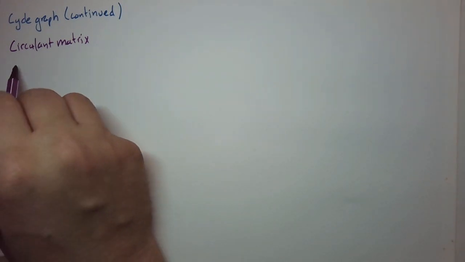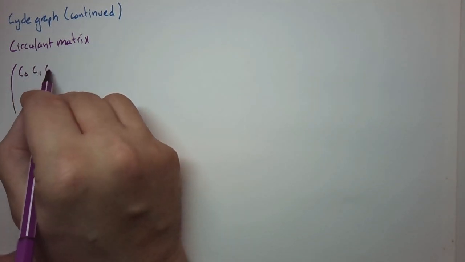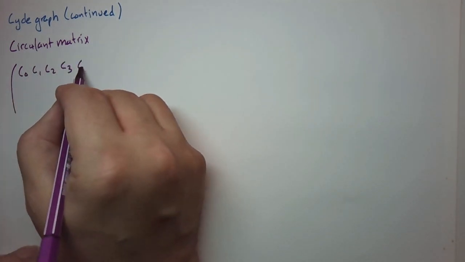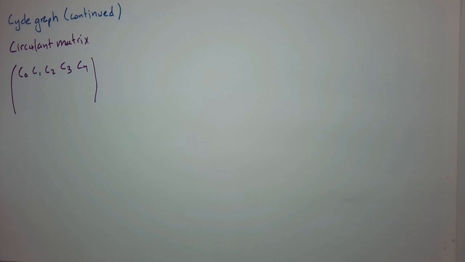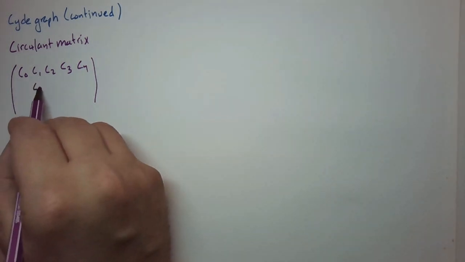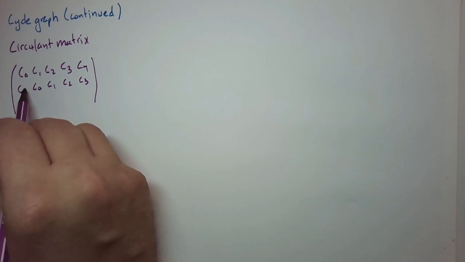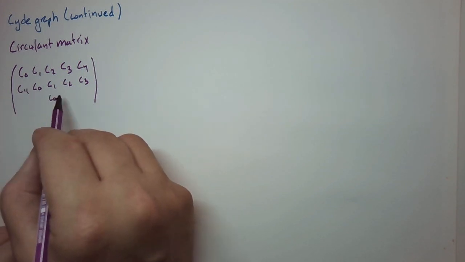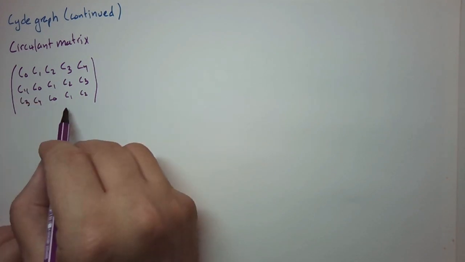The idea here is, let's do 5 by 5. The circulant matrix is set up so that once you know the first row, you know everything. You copy the first row except you move over. So C0, C1, C2, C3, C4. And then you shift it over again. C0, C1, C2, C3, C4.